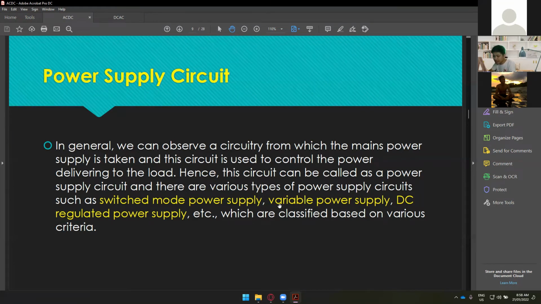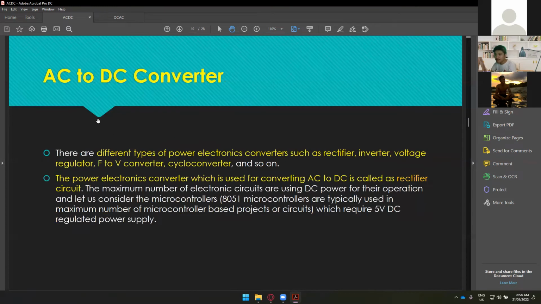In laboratories, of course, we have a variable power supply. So we can change that into 1 volt only, 2 volts, 3 volts, 4 volts, up to maybe 24 volts. That's mostly the highest variable value when it comes to DC supply. We also have here AC to DC. Again, we call it a rectifier. I will not be discussing this one anymore since we have discussed it in electronics. So just recall the term rectifier.